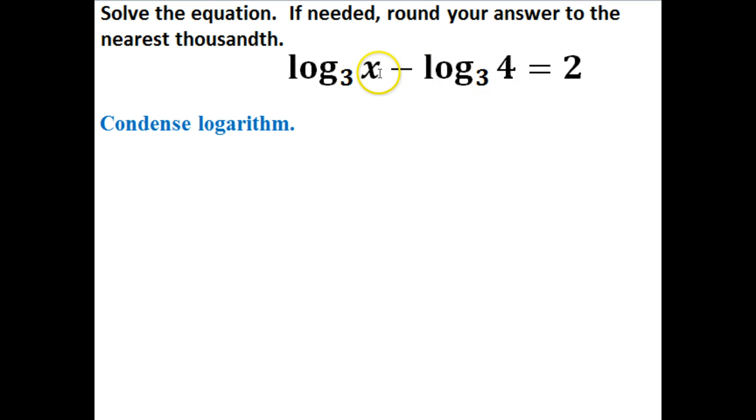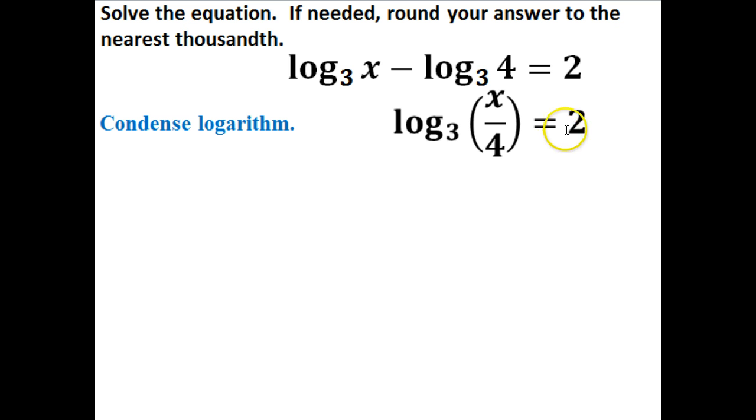We've got an x and a 4. This will be x divided by 4. Now the base remains the same. That's going to stay there. Log base 3. So notice that's where our 3 came from right here. This subtraction sign is what necessitates the division sign here. If that were an addition sign, we would multiply the two.